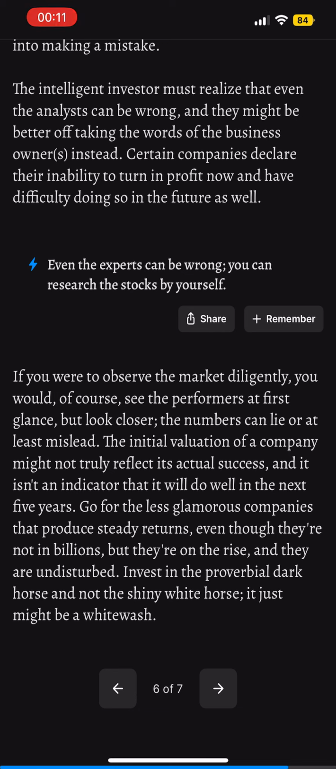The initial valuation of a company might not truly reflect its actual success, and it isn't an indicator that it will do well in the next 5 years. Go for the less glamorous companies that produce steady returns, even though they're not in billions, but they're on the rise, and they are undisturbed. Invest in the proverbial dark horse and not the shiny white horse. It just might be whitewashed.